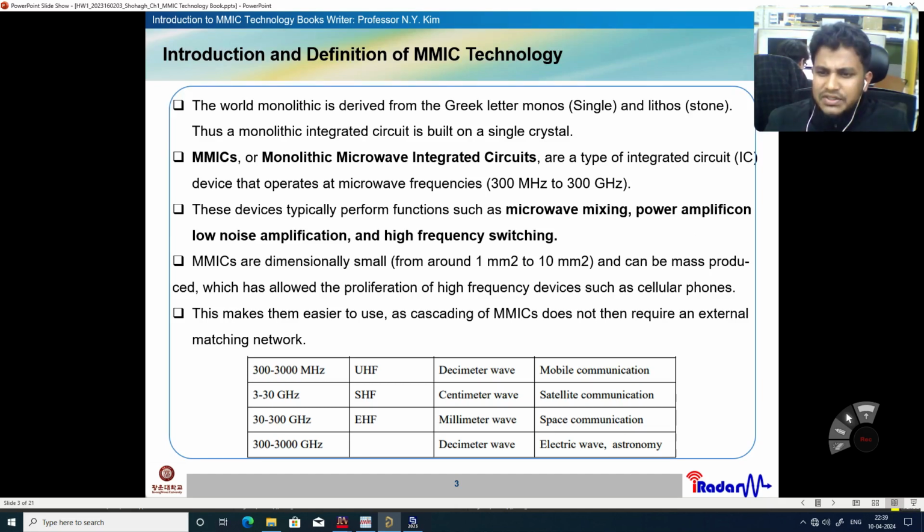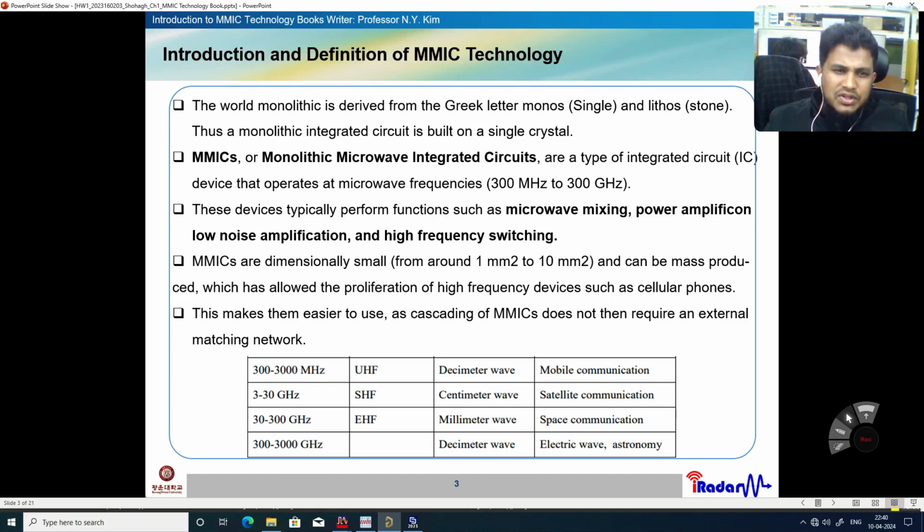There are two types of microwave integrated circuit technologies. One is hybrid microwave integrated circuit, that is MIC. Another one is monolithic microwave integrated circuit, that is our MMIC. First we can say where the word monolithic comes from. It comes from the Greek word monos, which means single, and another word, lithos. Lithos means stone. Thus a monolithic integrated circuit is built on a single crystal.